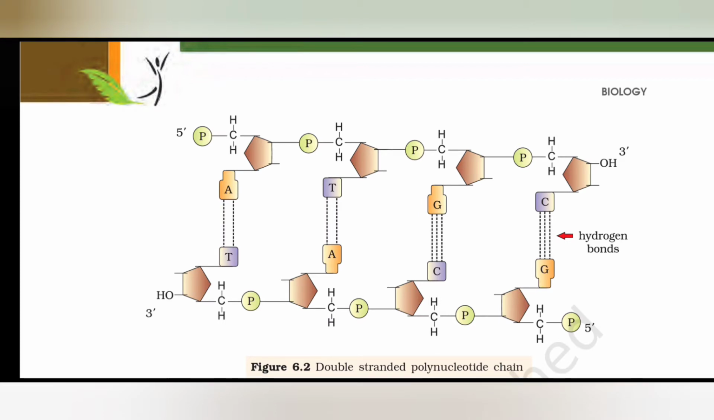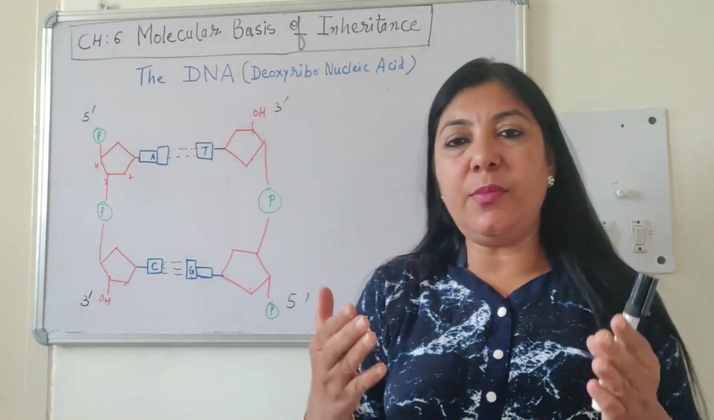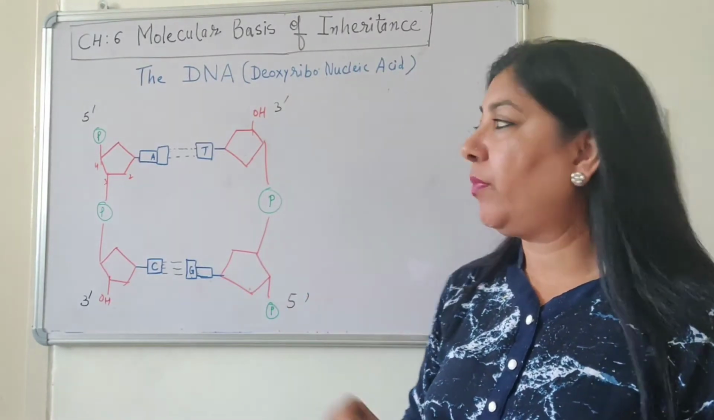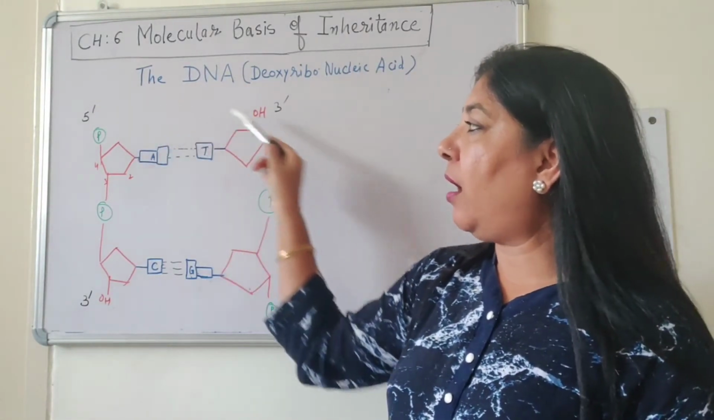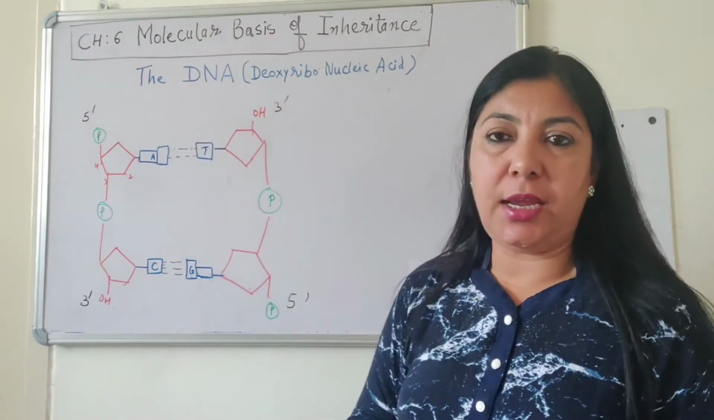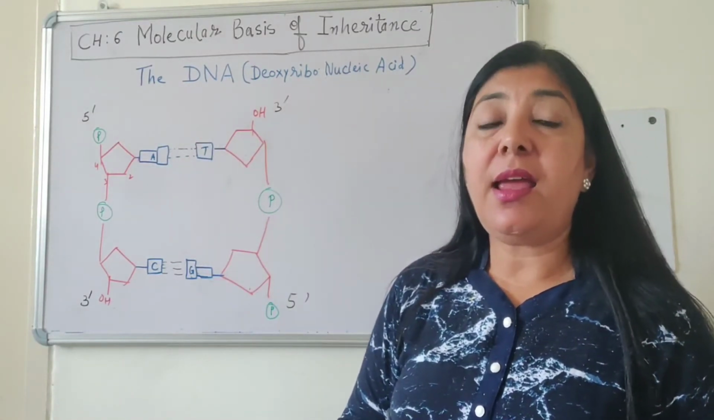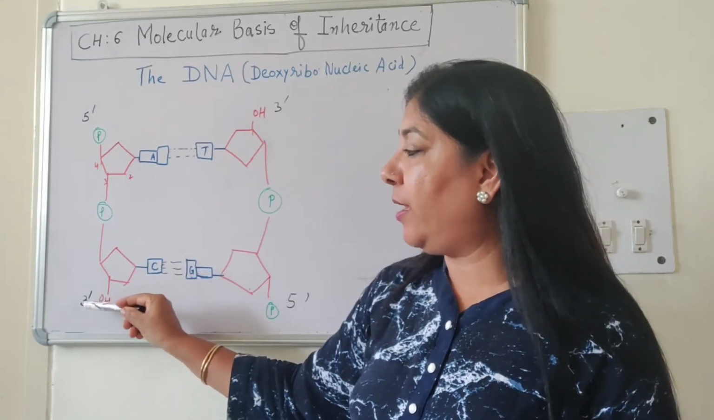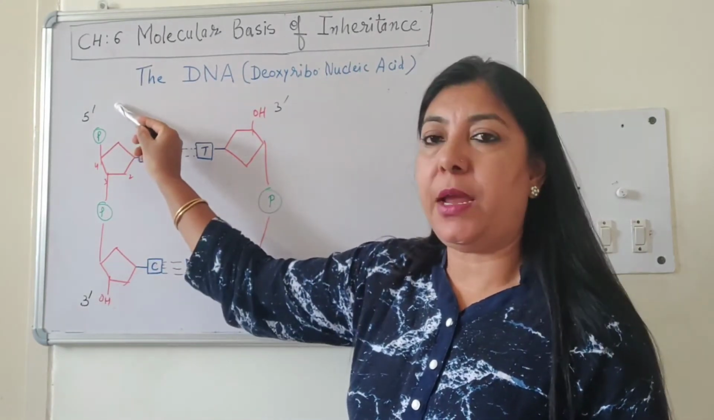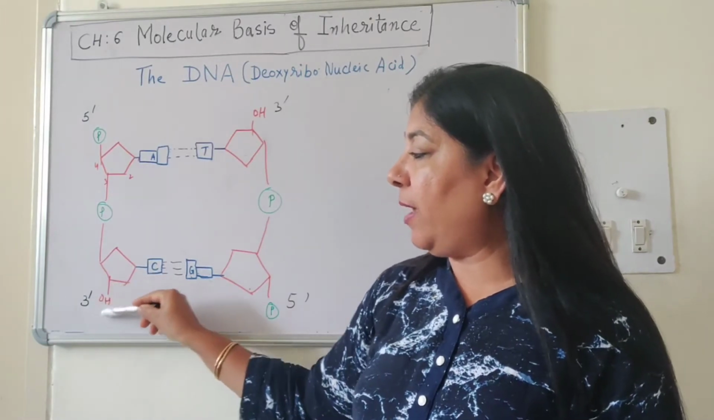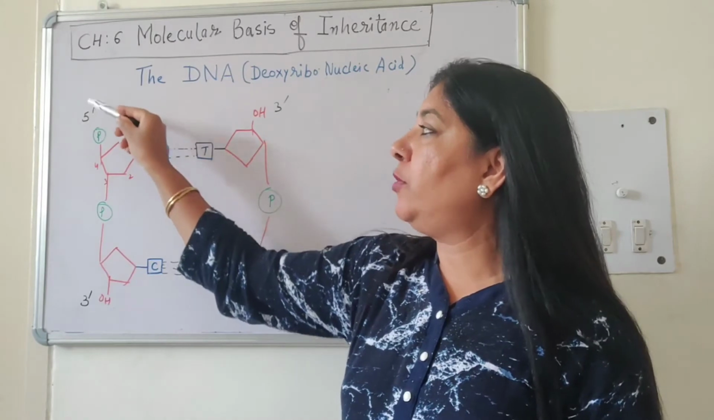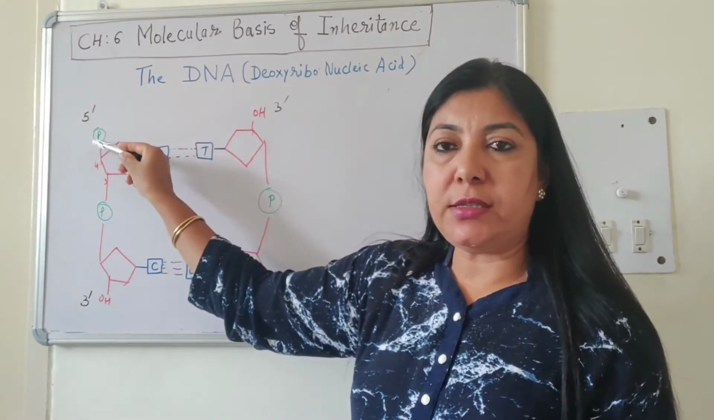Now let us see this with the help of a diagram again. Now let's again see that double-stranded polynucleotide chain with the help of a simple diagram. You can see here, these are the two polynucleotide chains. They are anti-parallel. What is anti-parallel? Here you can see polarity. It is 3' to 5'. Here it is a 3' position having hydroxyl. Here it is 5' position having phosphate.